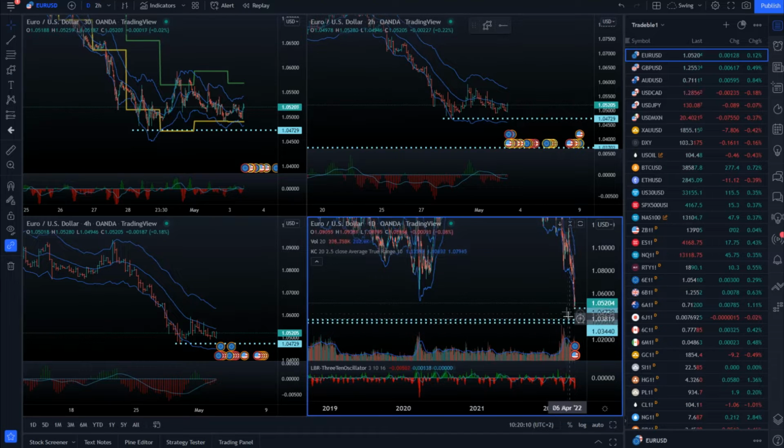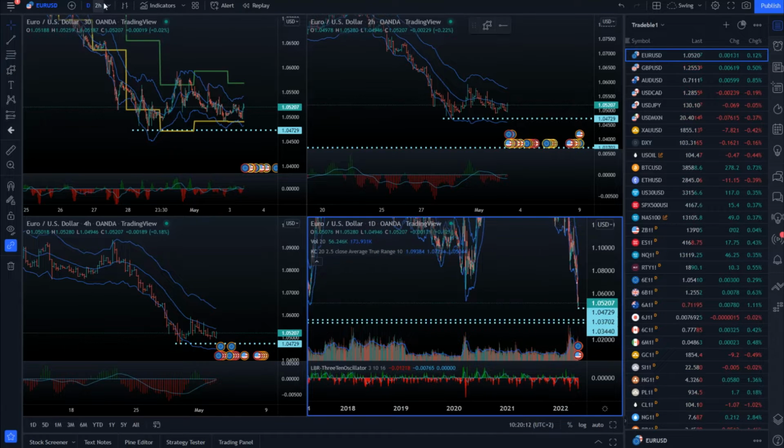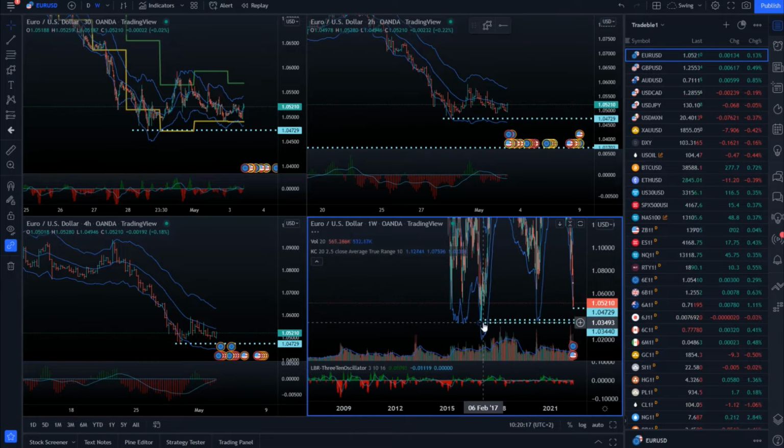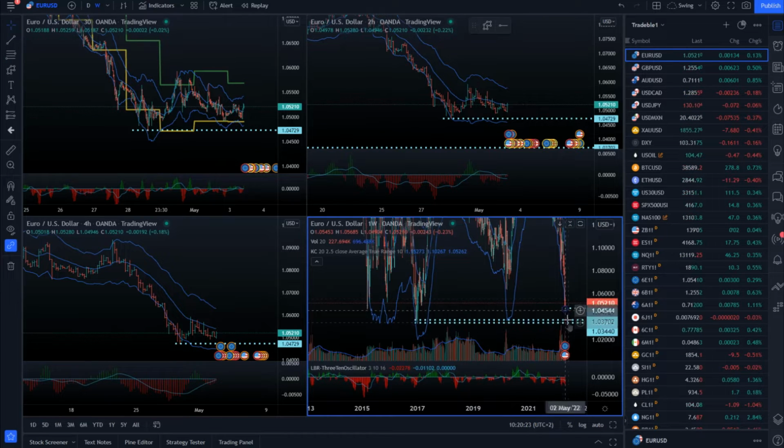So if I go to the weekly time frame, I will show you that we have lows from January 2017, and this is the next area that I will carefully watch in the euro. I still think the market might attack that level, that zone, this week.